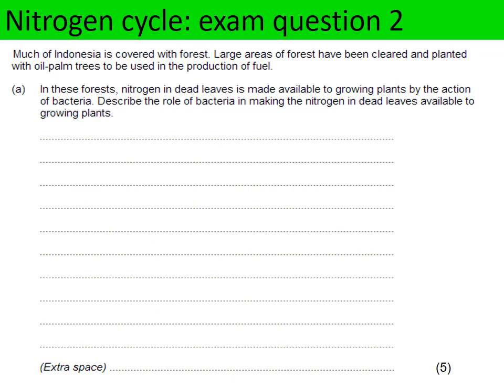In these forests, nitrogen in dead leaves is made available to growing plants by the action of bacteria. Describe the role of the bacteria in making the nitrogen in dead leaves available to growing plants. So dead leaves then, we know they're going to be decomposed. We know the bacteria and the fungi that do this are called saprophytes. We know they've got an extracellular mode of nutrition. We know they're going to break down the organic nitrogen in this dead plant tissue, and that's going to be converted to inorganic ammonia or ammonium ions.